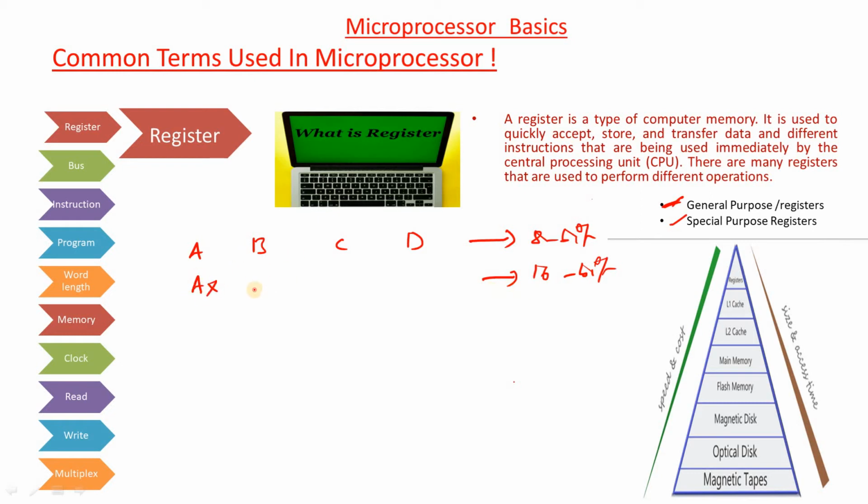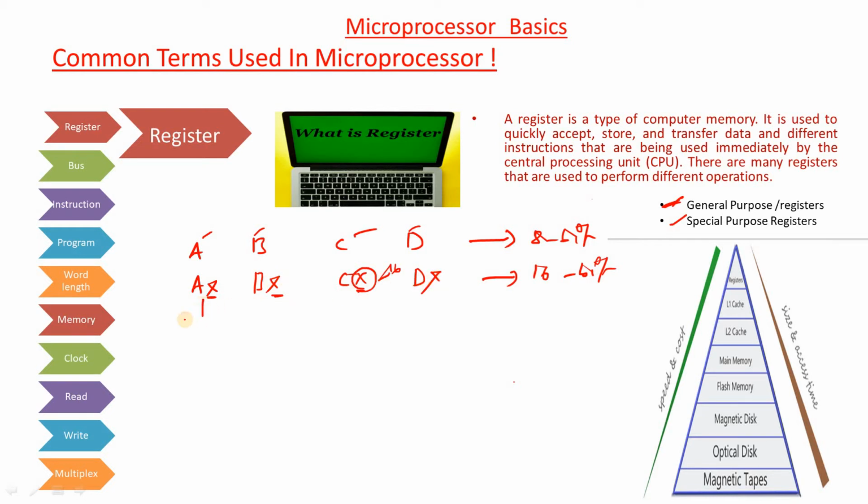represented in the form of X. That means AX, BX, CX, DX like this, where X indicates 16 bits in every case. These are the 8-bit registers A, B, C, D. The extension from 8-bit to 16-bit is X, where X indicates 16-bit. Here AX, BX, CX, DX.